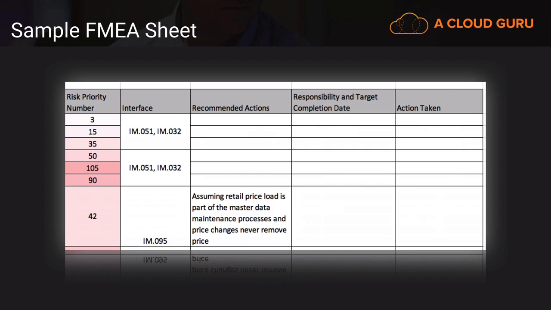Now in this case, I've also included the specific interface that was relevant to that process. And we can also fill in some recommended actions, and maybe we want to assign somebody to be responsible for developing a mitigation plan around this risk, and then record what action was taken.